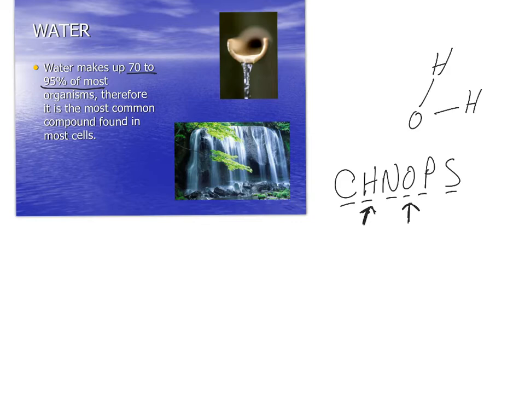So when we talk about CHNOPS, when we talk about this water molecule making up most of the organisms found on the planet, it's not surprising that the atoms or elements that make up water are in CHNOPS, right? Because water is 70 to 95% of most living things, and these are the main elements in life. So that wouldn't be surprising at all.